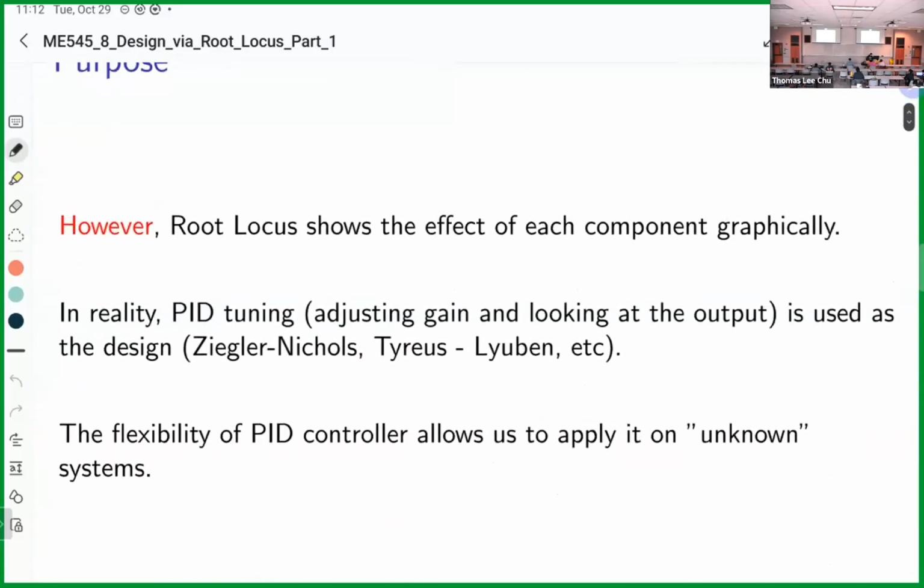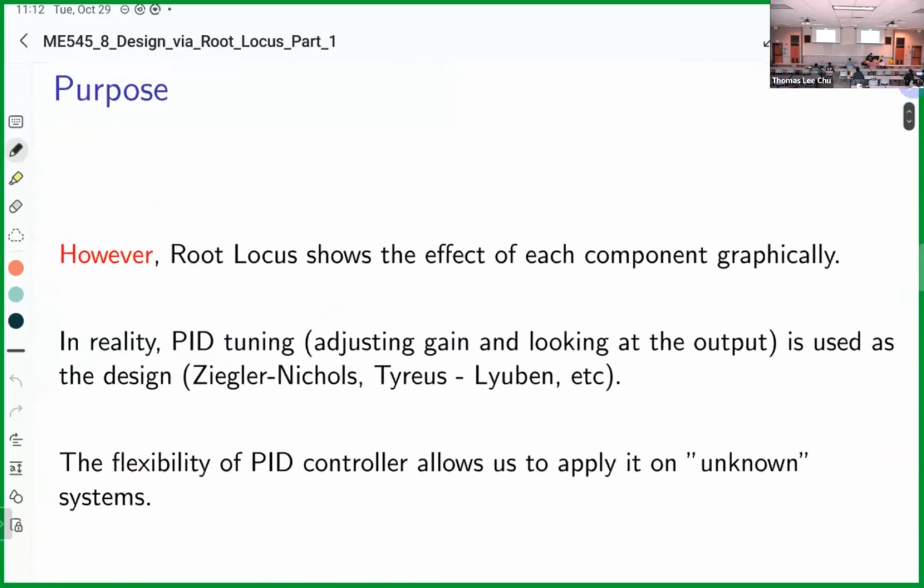However, root locus shows the effect of each component graphically. In reality, PID tuning, like adjusting gain and looking at the output, is used as the design. For example, you have the Ziegler-Nichols method, the Tyreus-Luyben, and the flexibility of the PID controller allows us to apply it on unknown systems. So we can apply this on systems where we don't know the model.